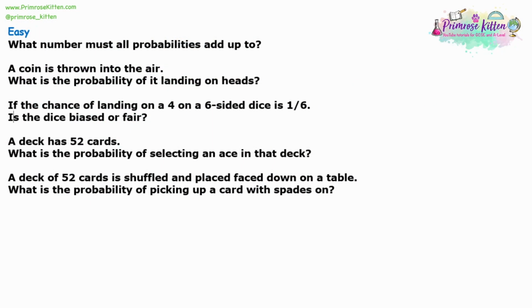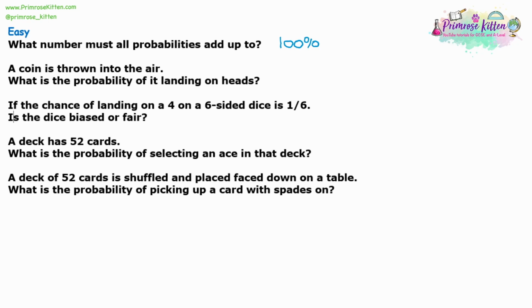Have a look at probability, and the first question sums it all up. What number must all probabilities add up to? All probabilities add up to 100%. So if you think about things you can apply a probability to, let's say the weather, all the different combinations of weather events have to add up to 100%. So you could have sunshine, you could have clouds, you could have rain. You could have a mix of cloud and rain. You have more extreme things like snow or lightning. All of those things have to add up to 100%.